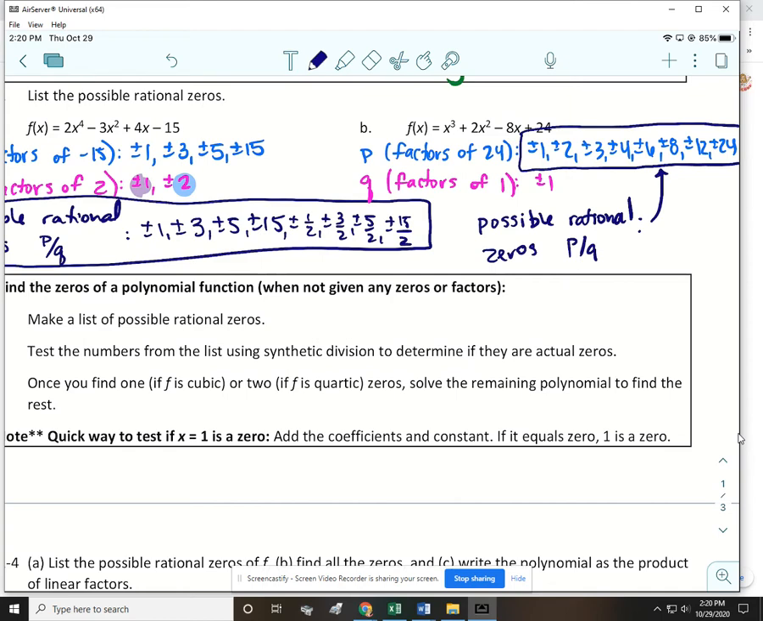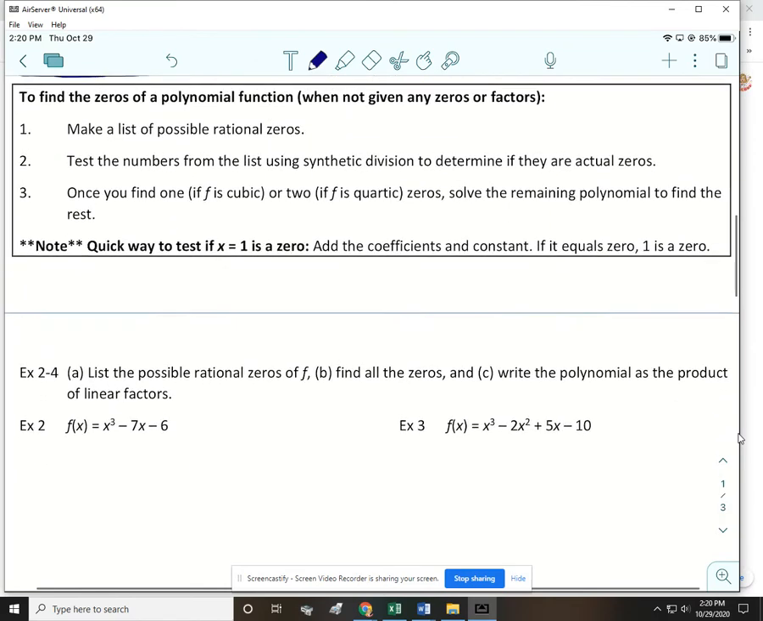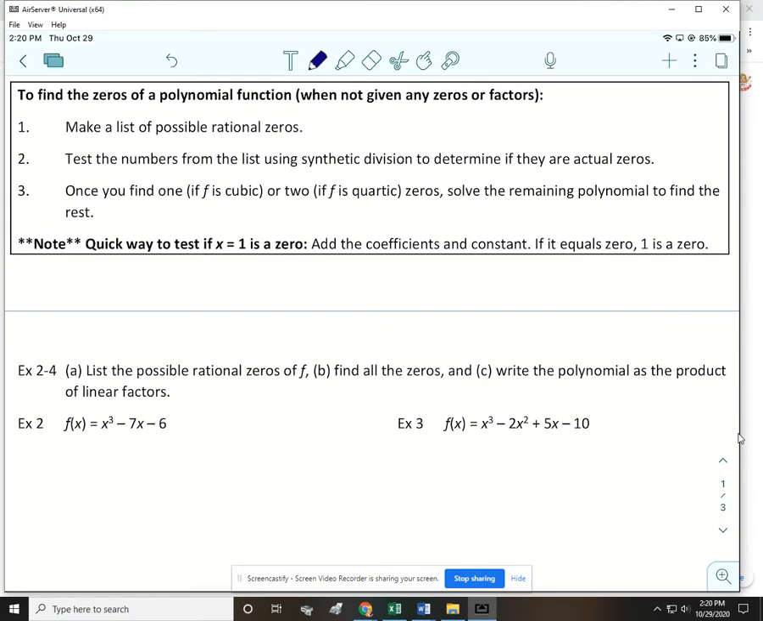All right, so that's just a tool to get us started for finding the actual zeros. So here are the steps to find the zeros of a polynomial function when you're not given any zeros and you're not given any factors. Now, when we did this on our last test, you were given some factors that you verified, and then you found the remaining factors and zeros. Here, we're given nothing but the function, and we have to do it all from scratch.